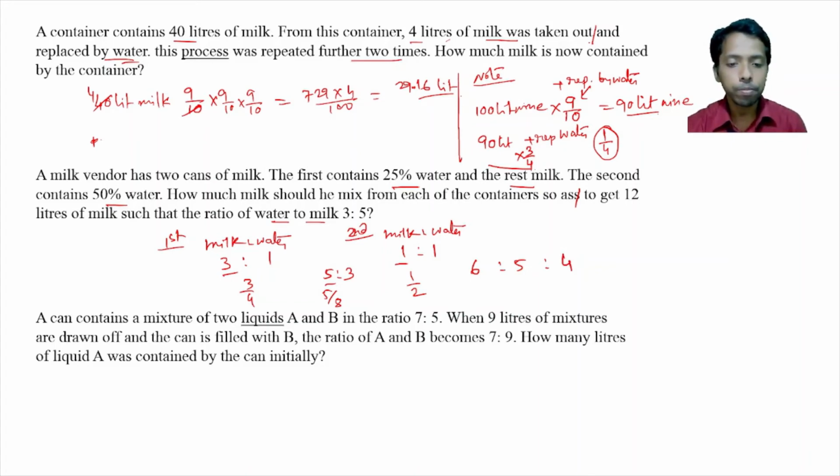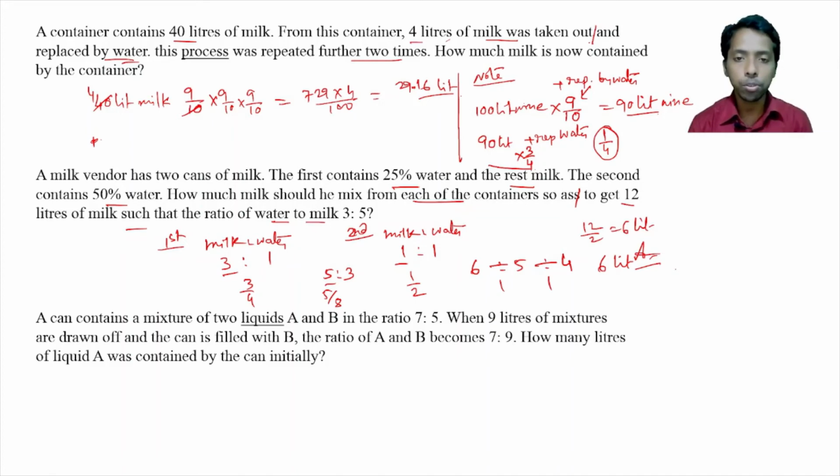Now this difference is 1, and this is also 1, right? So total it's saying that 12 liters of milk are there. Now it's saying that how much milk should be mixed from each of this container, and the ratio is 1:1. Very simple, simply half, so 6 liter, right? 12 divided by 2, which is 6 liter. So this is the answer here. I hope you understood this. Okay, now moving to the next one.